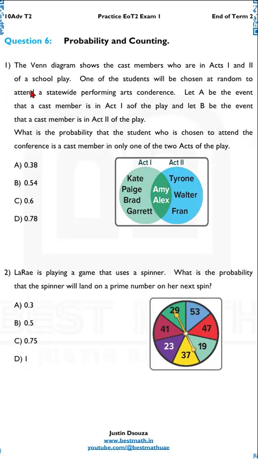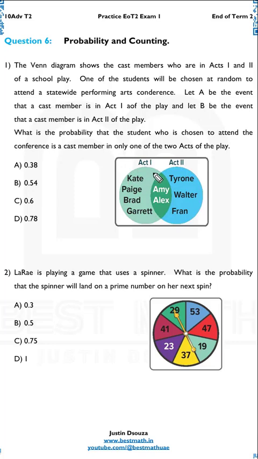What about this one? The Venn diagram shows the details of the cast members. One of the students is chosen at random to attend a statewide performing arts conference. These are playing in Act 1 and Act 2. What is the probability that the student who is chosen to attend the conference is a cast member in only one of the 2 acts of the play? See, you need to find the probability such that when a person is chosen, he doesn't act for both, only for one.